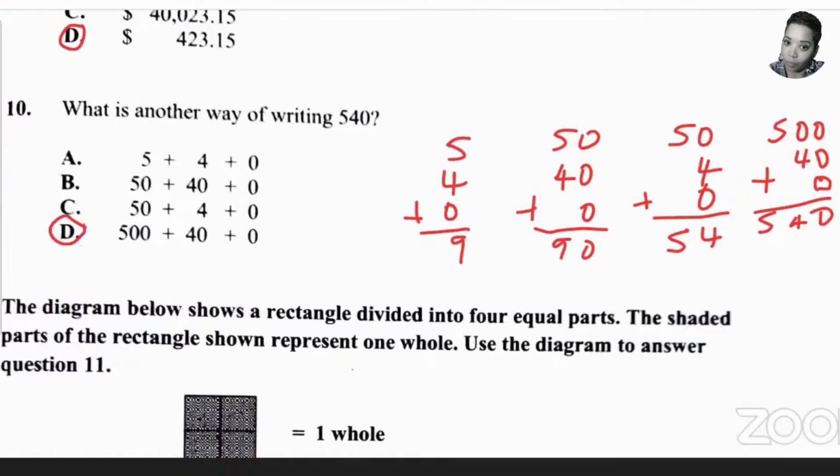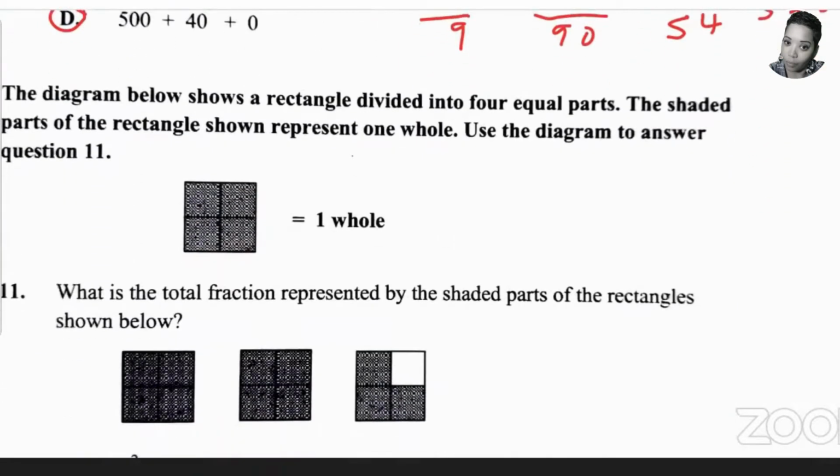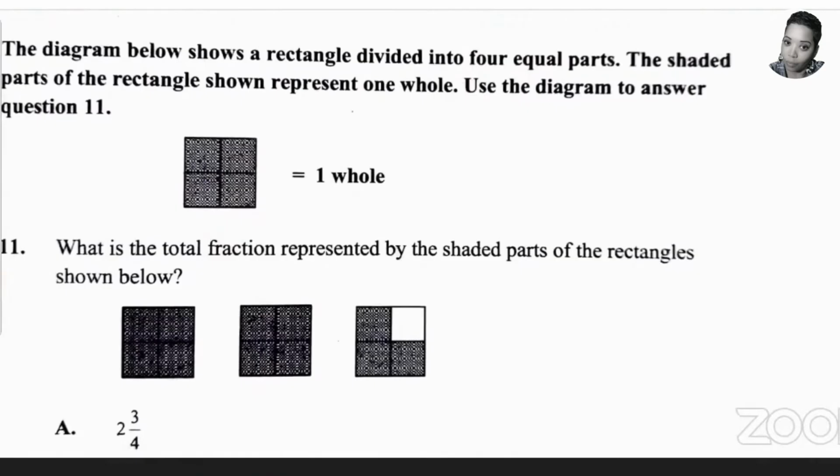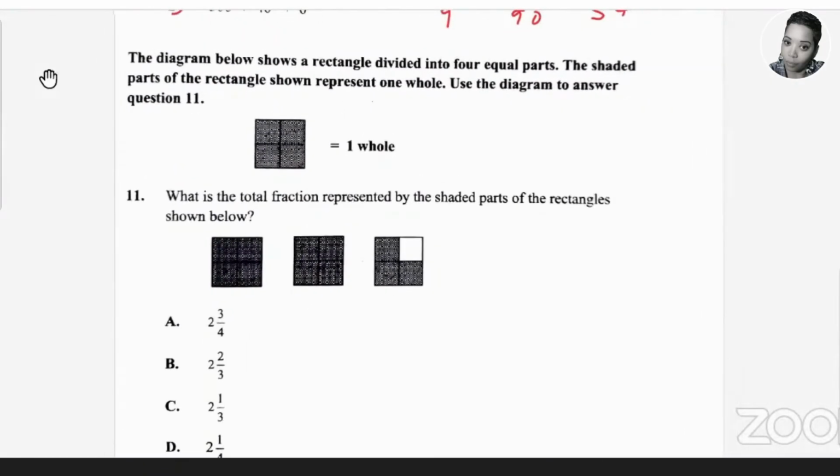Okay, moving on. We are 1/3 of the way through the paper. Remember, the paper has 30 questions, so we have gone 1/3 of the questions so far. All right, so here we have a fraction question. I'm going to reduce the size of the paper so that we have the options, the answers as well.